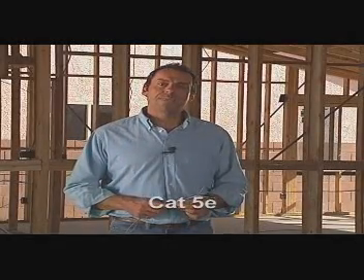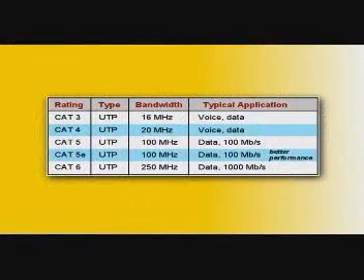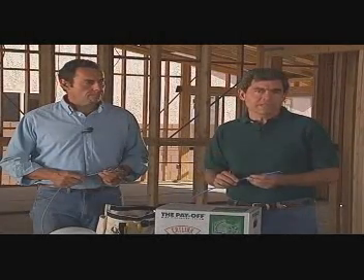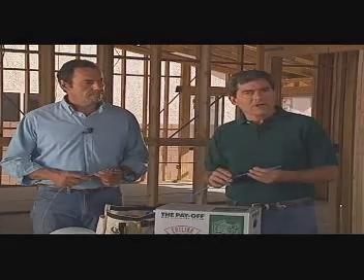A higher performance version of Cat5 cable called Cat5e, for enhanced, is now also readily available. It has tighter specifications on crosstalk and attenuation performance, although still rated for 100 megabits per second service. And since Cat5e will easily handle all of our voice services, we're going to use it for all of our voice and data wiring. It'll also handle other applications such as audio and video distribution if installed correctly.